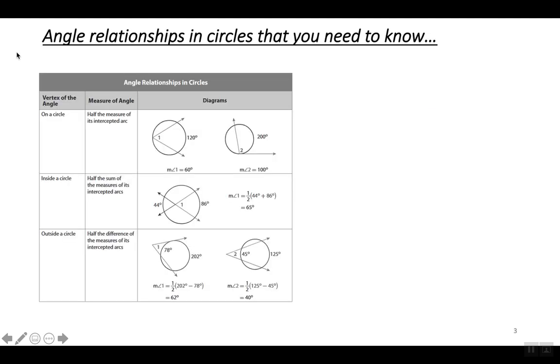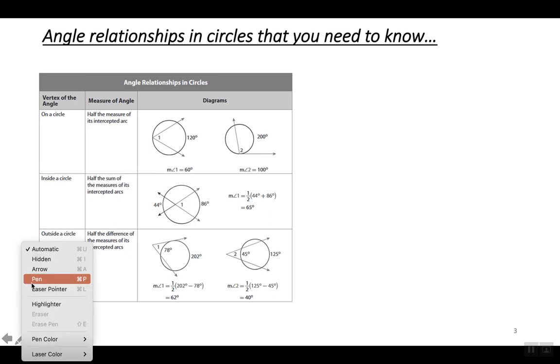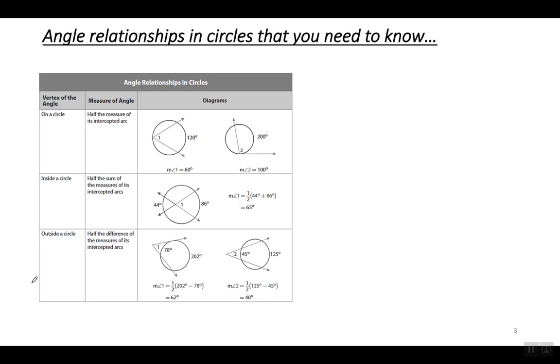First of all, there's the angle relationships in circles. The easiest way to look at this is to just analyze where the vertices of the angle are. If the vertex of the angle is on a circle, then the measure of the angle is going to be half the measure of its intercepted arc. So here's this angle, the vertex is on the circle, here's the intercepted arc. The intercepted arc is 120, so the measure of the angle is half of that, 60.